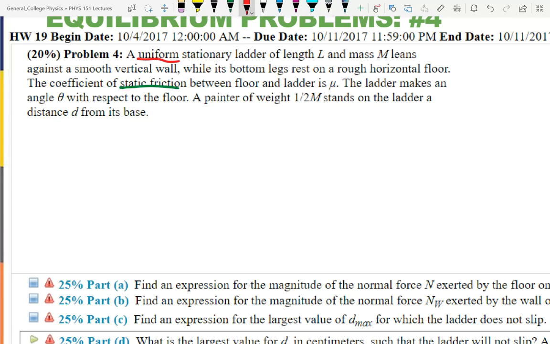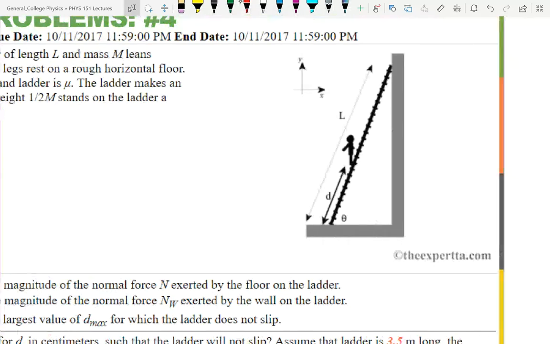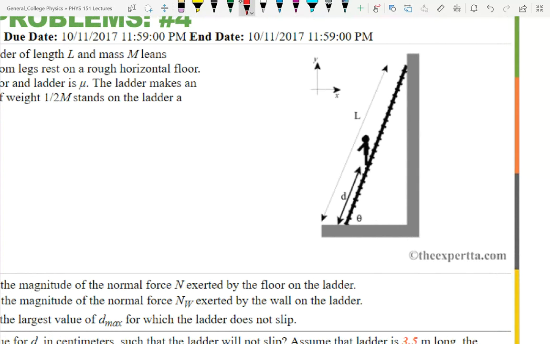uniform ladder. Uniform is a code word to tell you its center of mass is at its geometric center, which would be halfway up the length of the ladder. So I have the force of gravity acting on the ladder, which is mass times G. Okay, there's one force. What's the next force? Okay, normal force from the floor.